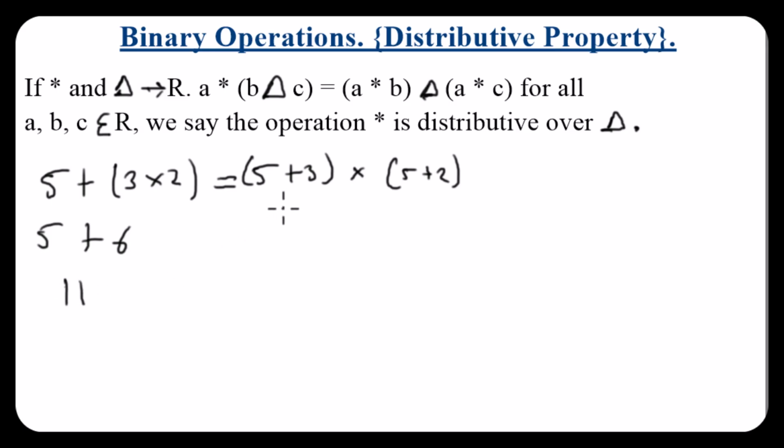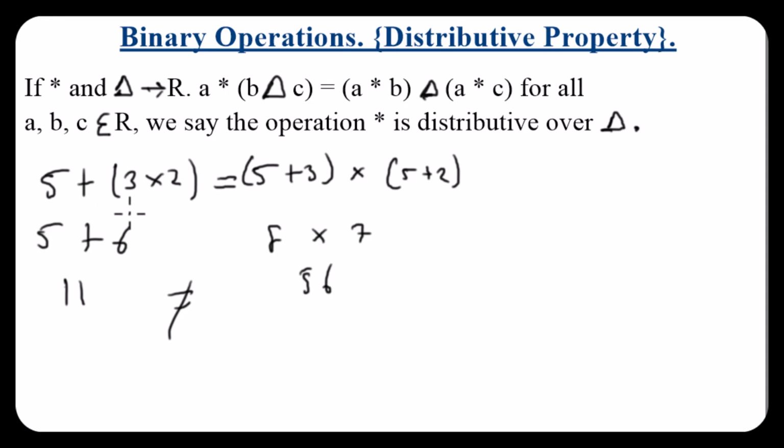Okay, so let's see the expression on this side. 5 plus 3, so this is 8. And then multiply by 5 plus 2, which is 7. And 8 times 7 gives us 56. So we have 56. You can see 11 is not equal to 56. So we can come to a conclusion that addition is not distributive over multiplication for the set of real numbers. For the set of real numbers, addition is not distributive over multiplication.